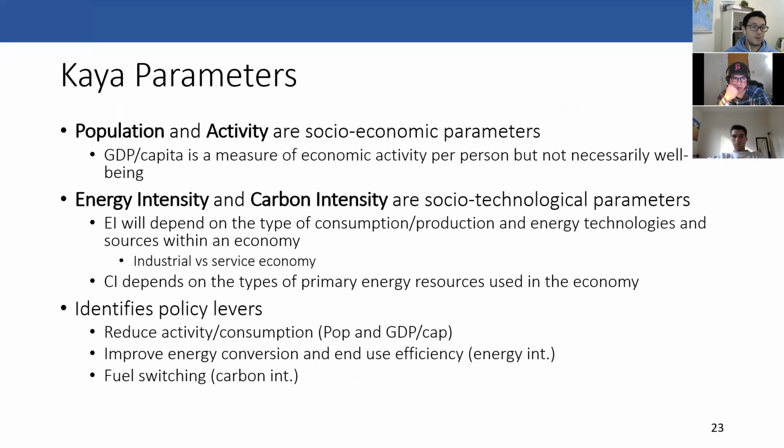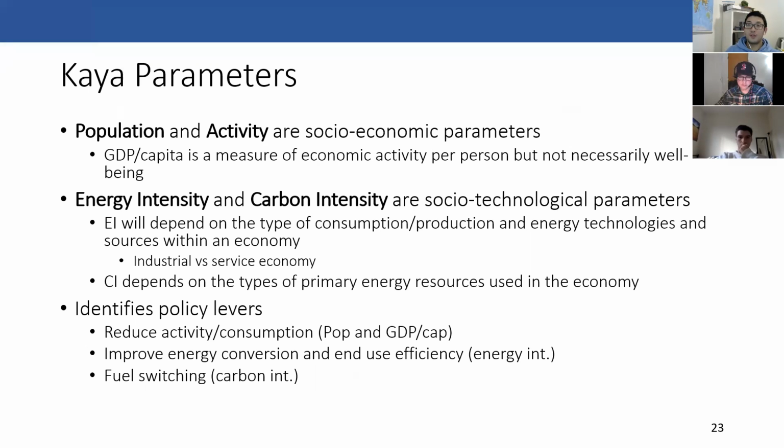And then lastly, carbon intensity. That depends on the primary energy resources used in the economy. And so you can shift the sources of energy, which in turn affects the carbon intensity associated with that specific energy resource. Or you can make the process itself more efficient, in which case you can reduce the CI associated with your particular technology.